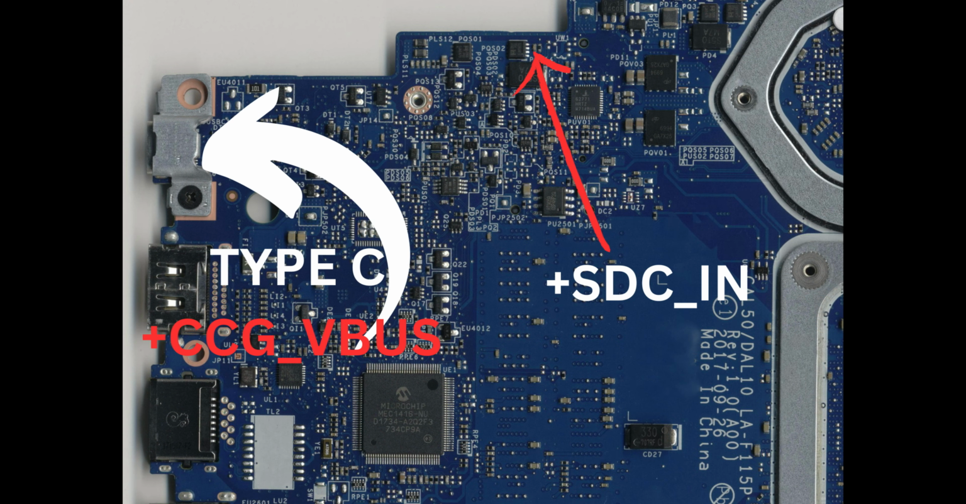In the same way, when you connect the Type-C adapter, it's similar to the normal adapter only. It will enter the first MOSFET and second MOSFET. The source voltage will become +SDC_IN.